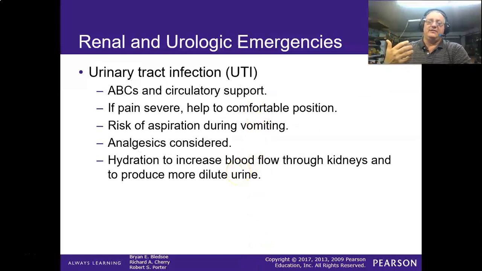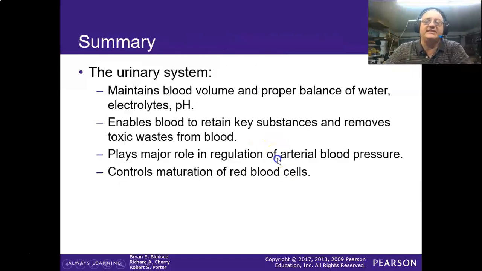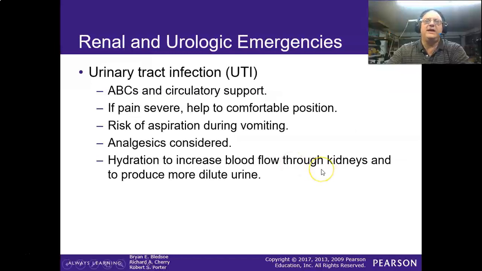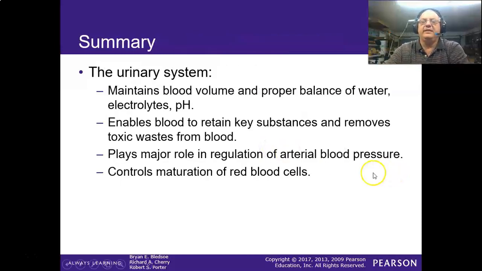For treatment, ABCs, make sure that they don't aspirate, and give them an antiemetic. Analgesics are wonderful; you can consider them. Then hydration is usually the best thing you can do. It starts producing more urine and flushing that stuff out. A home remedy, by the way, is cranberry juice, cran-apple, things of that nature. What it helps do is produce more urine, and therefore it helps flush out the kidney. So it's very important that they do that.